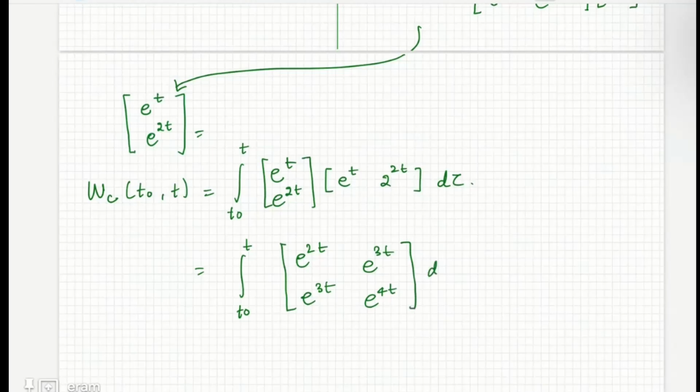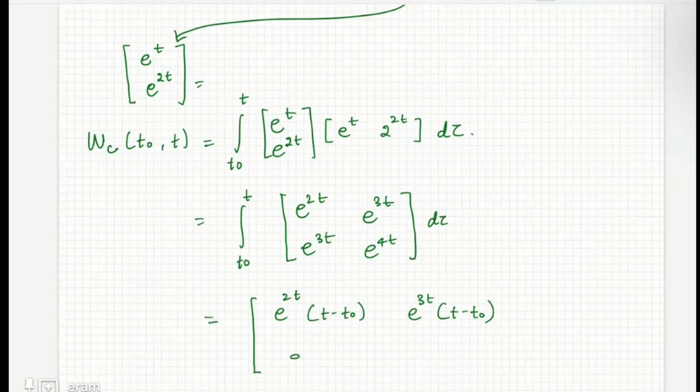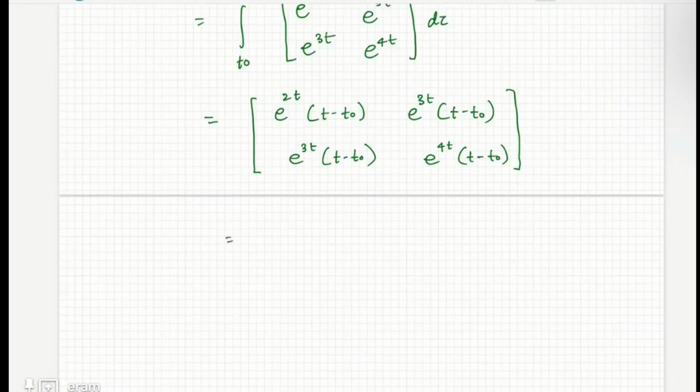Now when you see this matrix, you will see that we have no variable tau in this. So the integration will just give you the factor t minus t naught, t minus t naught. So now let's calculate its determinant.